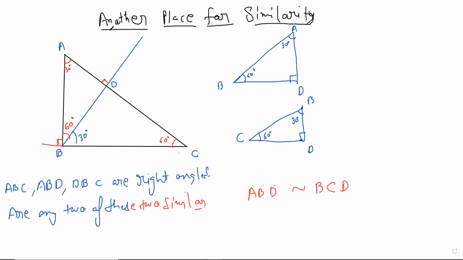There are three triangles, but there might be another two triangles which are similar. I mean, ABD may be similar to something else also, right? It's possible. ABD itself might be similar to something else. So let me make it more concrete. Is ABD similar to some other triangle?